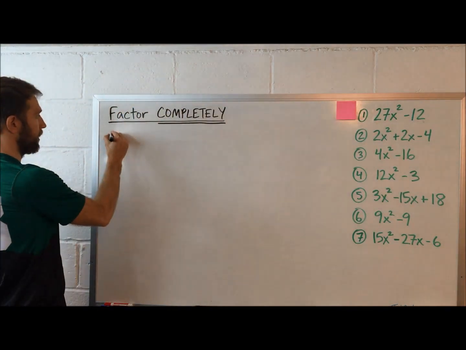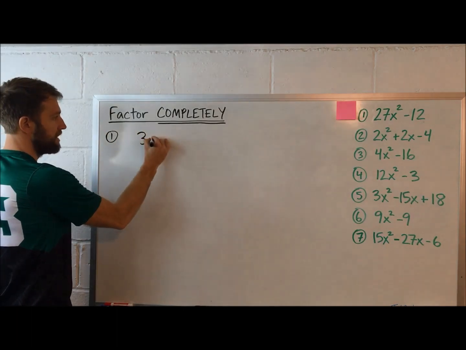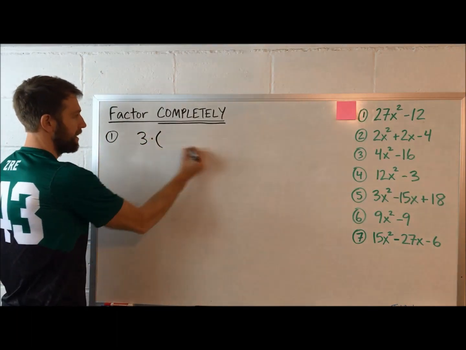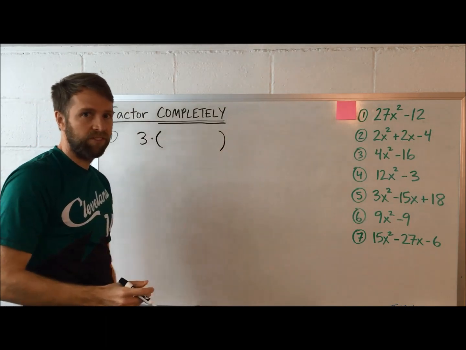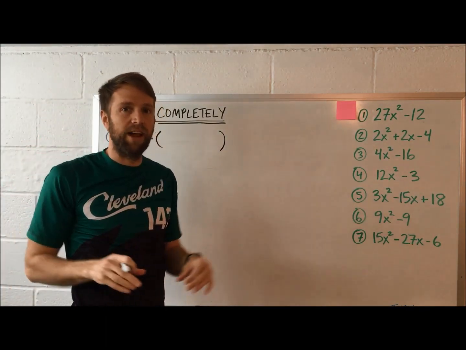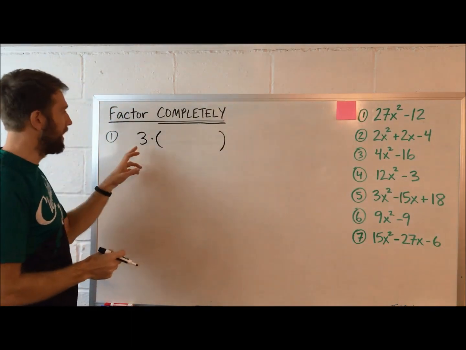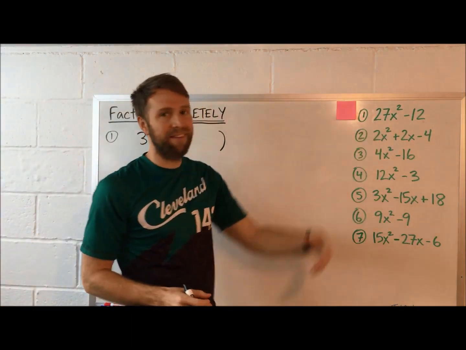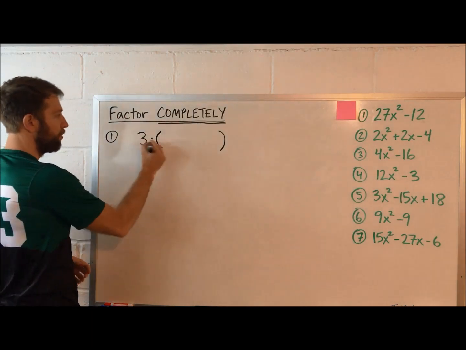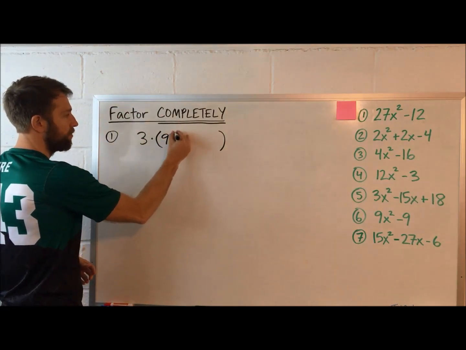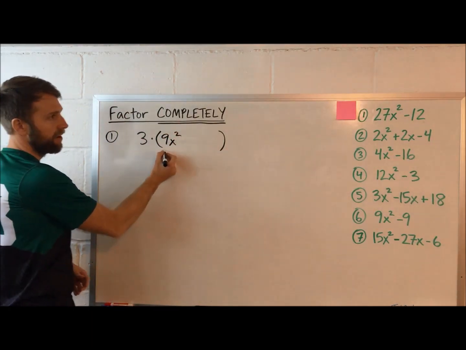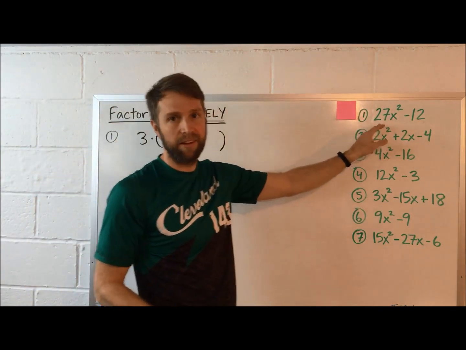So take a look at number 1 here. 3 times, and I'm not going to split it into 2 parentheses yet. I'm not going to split the 2 x's yet. We're still going to use the box method for that, the generic rectangle. But I know that 3 goes into 27, so I'm going to make this problem simpler. 3 times 9x squared is still 27x squared. I still have the same thing as the original.